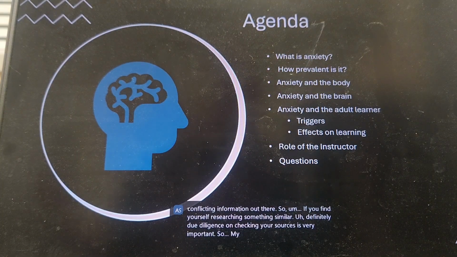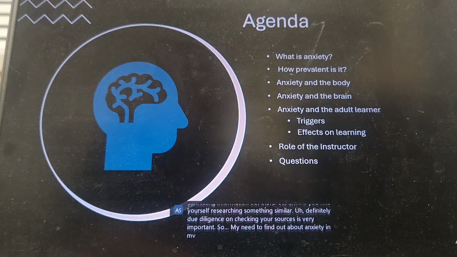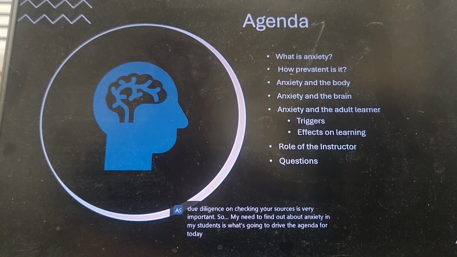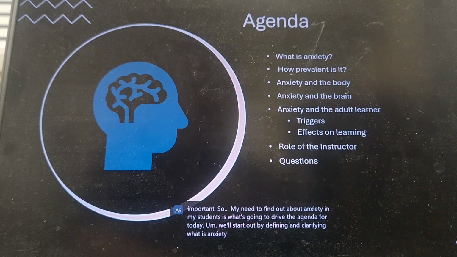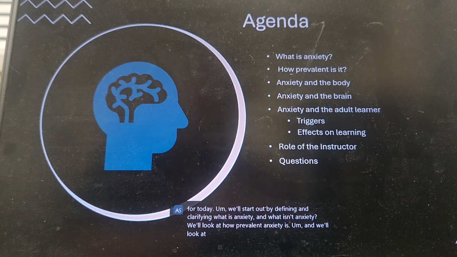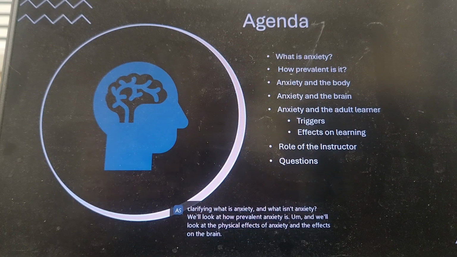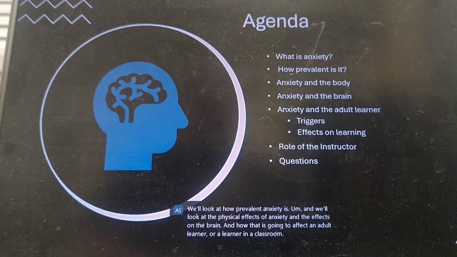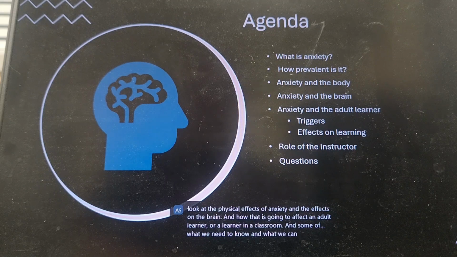So my need to find out about anxiety in my students is what's going to drive the agenda for today. We'll start out by defining and clarifying what is anxiety and what isn't anxiety. We'll look at how prevalent anxiety is. And we'll look at the physical effects of anxiety and the effects on the brain, and how that is going to affect an adult learner or a learner in a classroom, and some of what we need to know and what we can do as instructors.